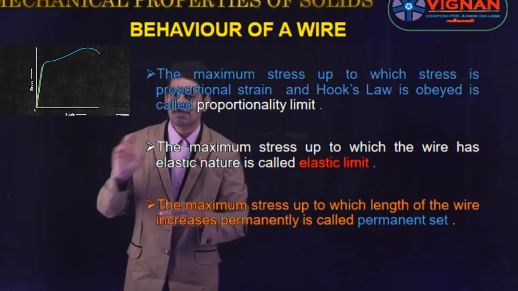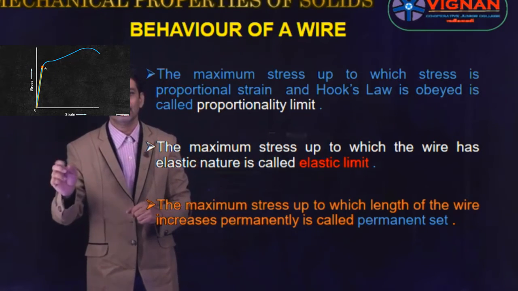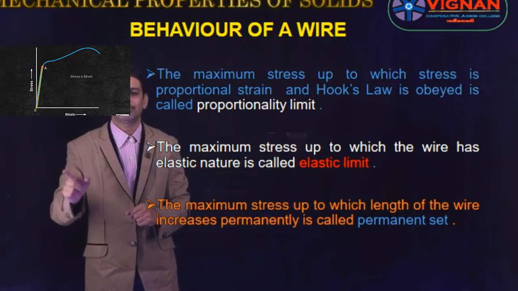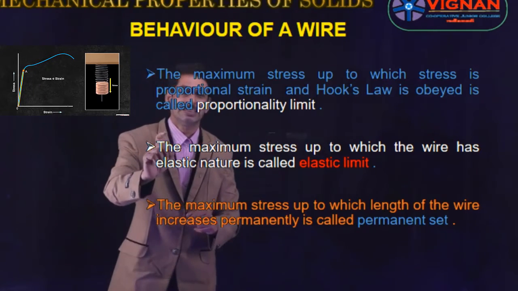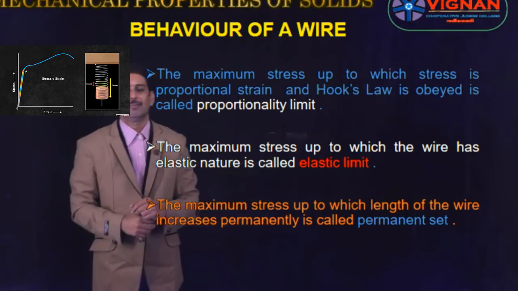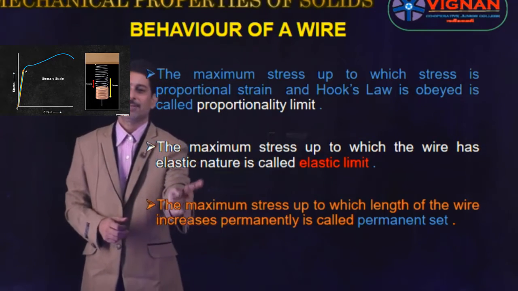Let us recap the conclusions drawn up to the point C. The first one is the proportional limit: the maximum stress up to which stress is proportional to strain and Hooke's law is obeyed. Whereas the maximum stress up to which the wire has elastic nature is called the elastic limit. And the maximum stress up to which the length of the wire increases permanently is called the permanent set.